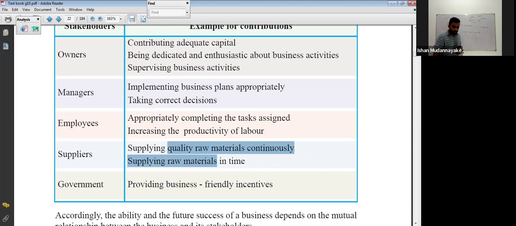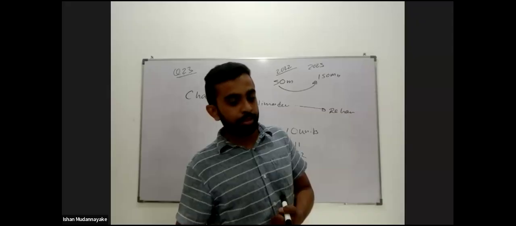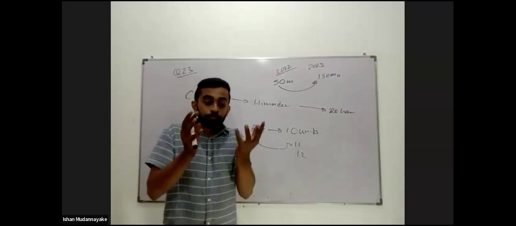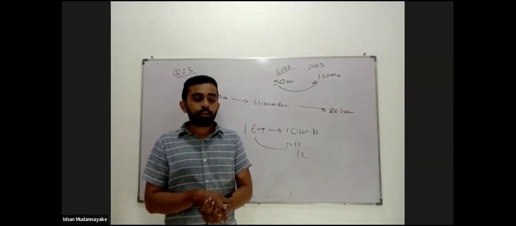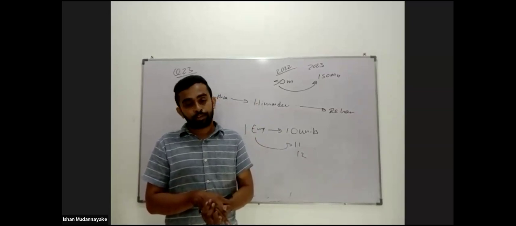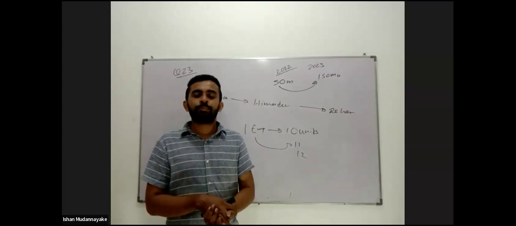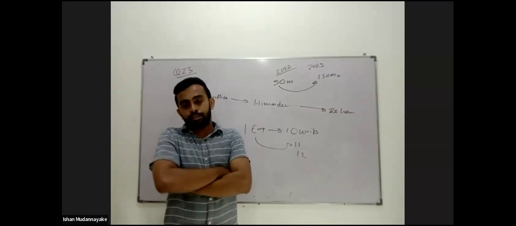And then expectation from government: providing business friendly incentives. Providing business friendly incentives means, students, sometimes government creates favorable policies for business organizations. For example, government decreases loan interest rate. The Central Bank of Sri Lanka decreases loan interest rate, a favorable impact to business organizations.